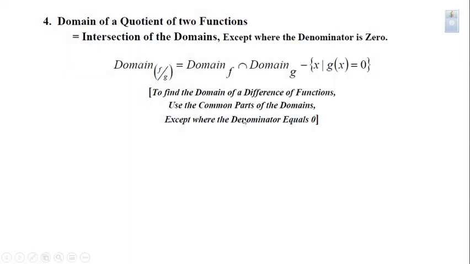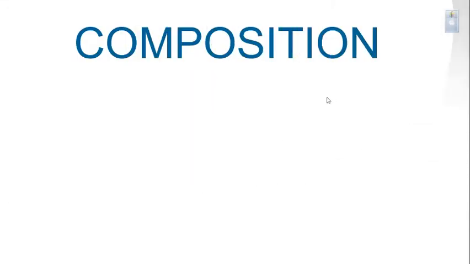A similar thing occurs when we do division. The domain of a division only occurs where the two domains intersect, but there's an additional restriction. We have to remove whatever causes the denominator function, the function that we're dividing by, to be equal to 0. So in this case, we take the intersection and we subtract any additional domain values that will cause the denominator to be equal to 0. So let's do a few quick examples here.